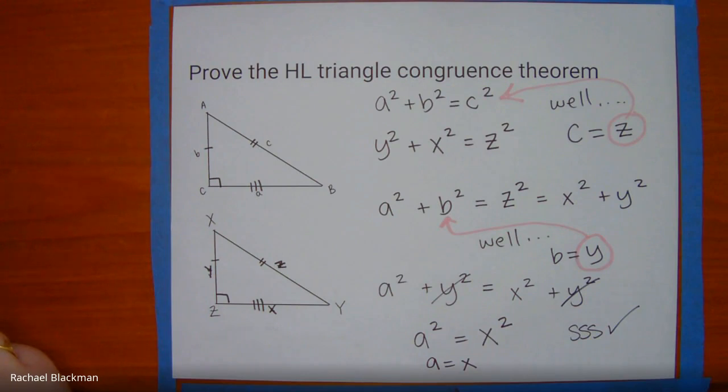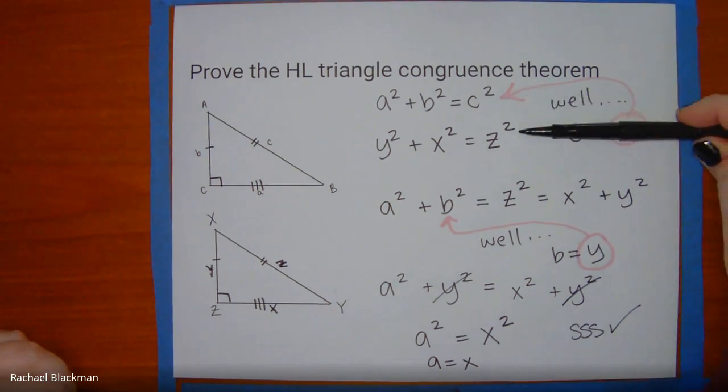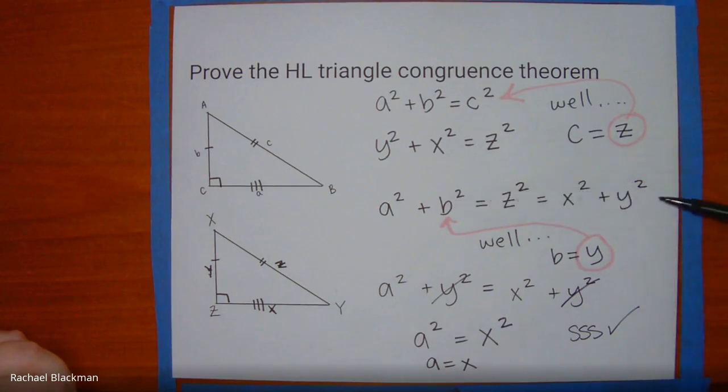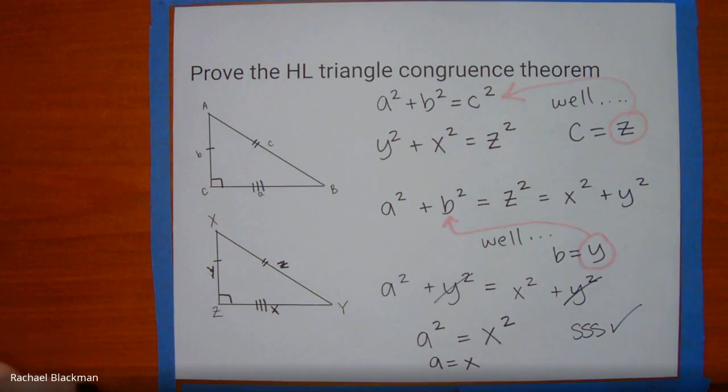Okay. And you can even see the steps if you were to do a statements and reasons proof, right? Pythagorean theorem, substitution, maybe a little bit of transitive property here, right? Again, another substitution, maybe like subtraction property of equality. Okay.